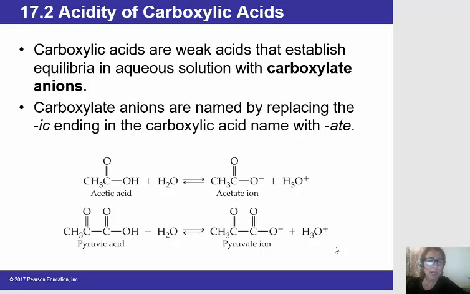And I just want to point out the name of the carboxylate anion. It ends in -ate. So for acetic acid, acetate is the conjugate base. For pyruvic acid, pyruvate is the conjugate base.